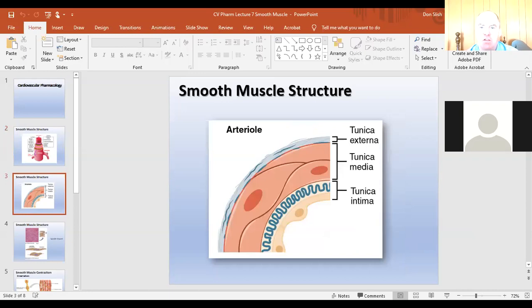Okay, and here is a cross-sectional look at our arteriole, with spindle-shaped cells aligned around it. Here is elastic tissue, and then your endothelial cells, and more connective tissue out here.